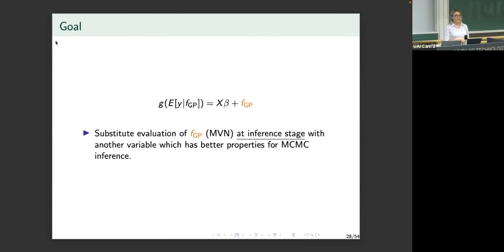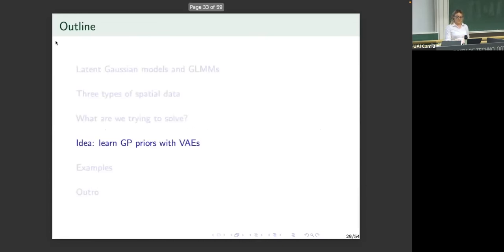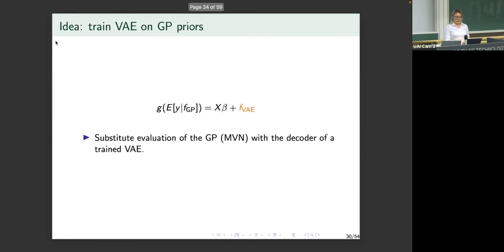What do we mean by the same way? Why do we use Gaussian processes at all? We want to capture spatial dependence and characterize uncertainty. And what is the idea here? The idea is to substitute that term in the linear predictor, expressed by the Gaussian process, by the decoder of a variational autoencoder.